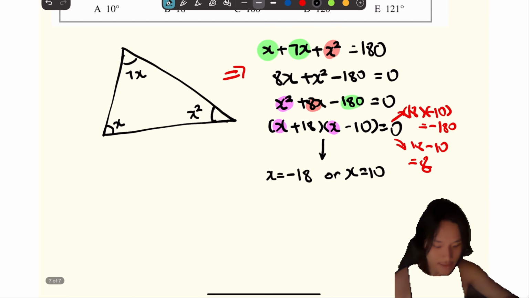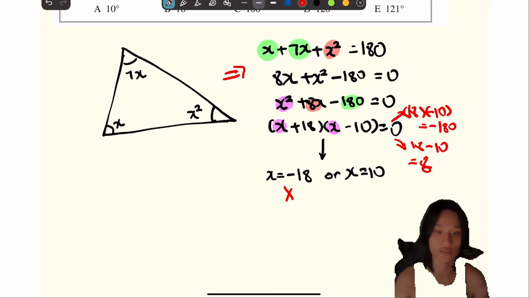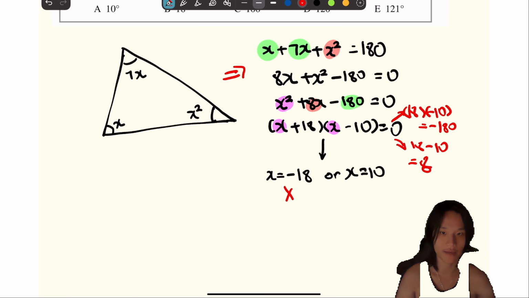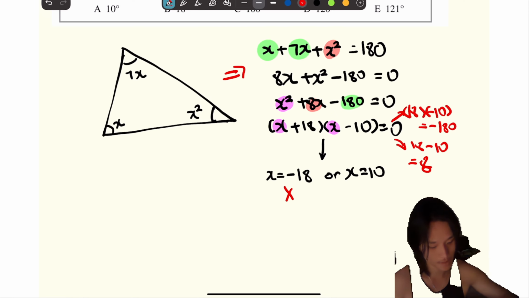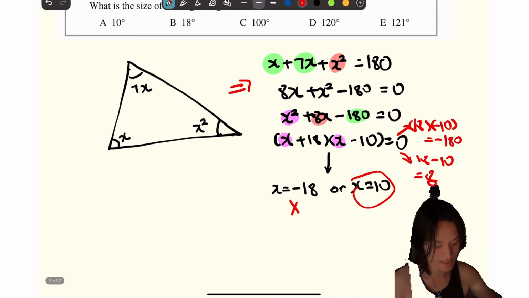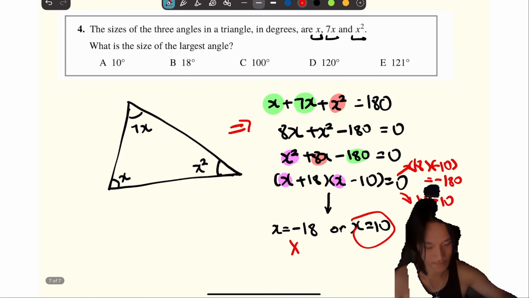Now, x cannot be minus 18 because it is the degree of an angle. We cannot possibly have a negative angle, and that would make no sense. So we take x equals 10 as the degree.